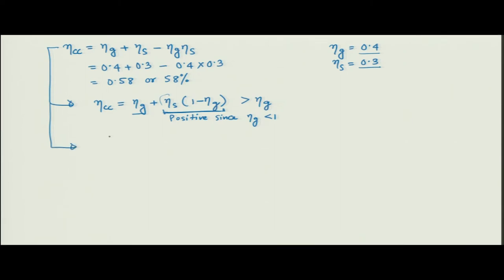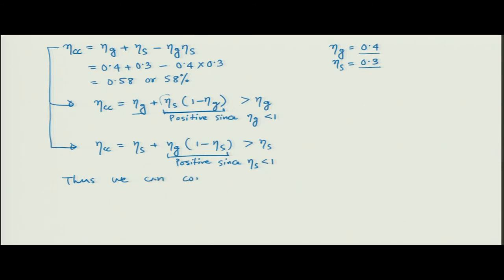We can also write this as eta s plus eta g times 1 minus eta s. Now the second term is positive since eta s is always less than 1. Therefore this entire term should be greater than eta s. So thus we can conclude that eta cc will always be greater than eta g or eta s individually, right? So that is the third part of this problem.